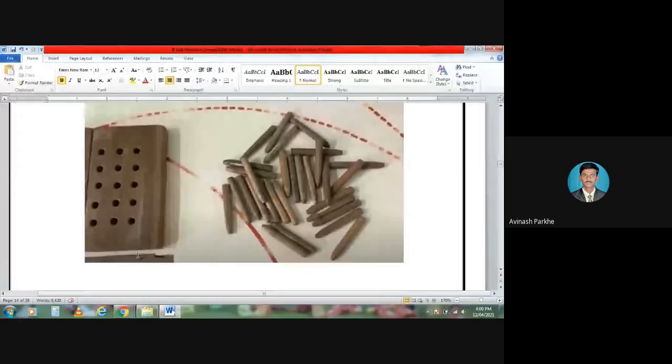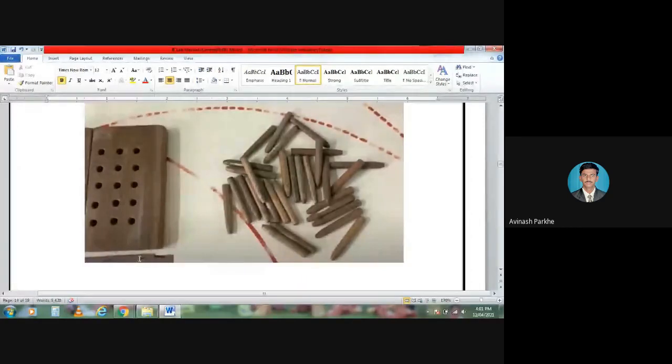Similarly, repeat the same experiment 4 to 5 times. Once the first cycle is over, again take all the pins out of the holes, again use your right hand, and again insert 30 pins in that particular board. Again measure the time. So you have to repeat this cycle 5 times, and in this method you use only the right hand.